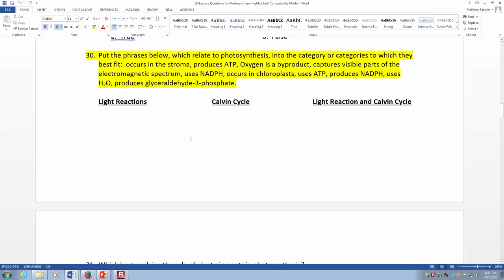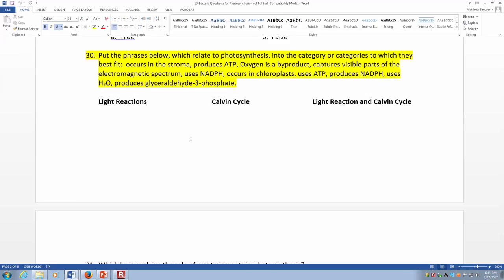Okay, so 30 is asking you to take the different phrases and to put them into one of three categories. So either it's a phrase that applies to the light reactions, or it applies to the Calvin cycle, or it applies to both. So the first phrase, which category would you put occurs in the stroma? Calvin? Right, Calvin cycle. So occurs in the stroma, applies to the Calvin cycle.